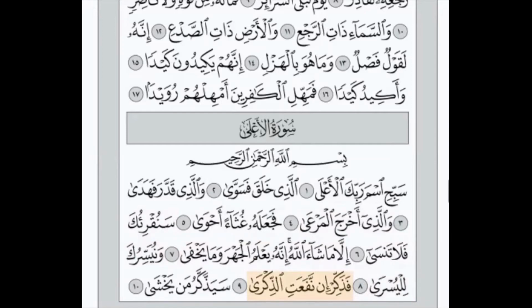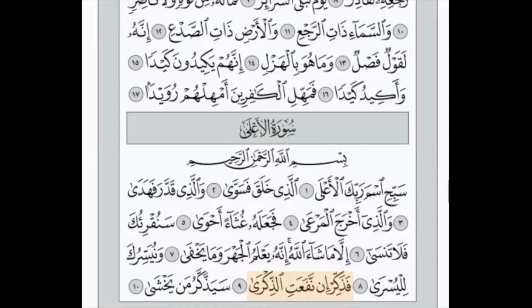فذكر إن نفعت الذكرى. First of all, Ra has a sukun preceded by a kasra. We treat it as light. In nafa'ati. Noon with sukun here is followed by another noon. The ruling is idgham bi ghunna. You merge and you retain the ghunna. The ghunna should be held for 2 counts.